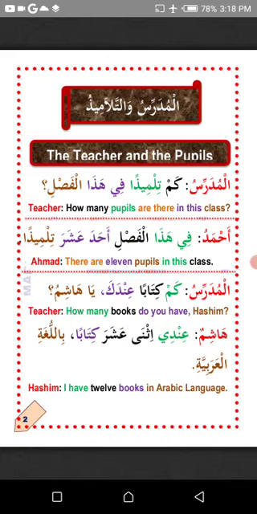Al-Mudarris, teacher: Kam kitaban indak? How many books do you have? Ya Hashim, Hashim responding: Indi ithna ashara kitaban. I have 12 books. Bil-Lughatil-Arabiyya, in Arabic language: عندي 12 كتابا. I have 12 books in Arabic language.